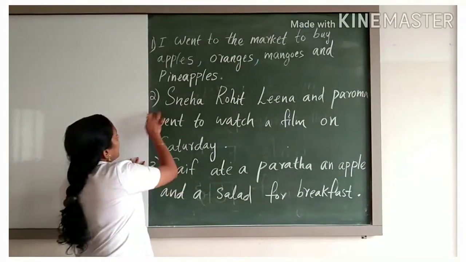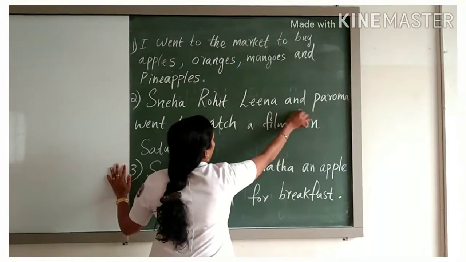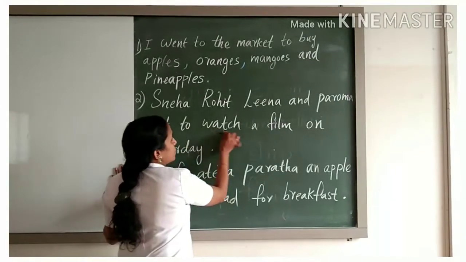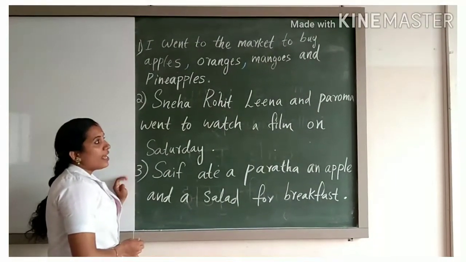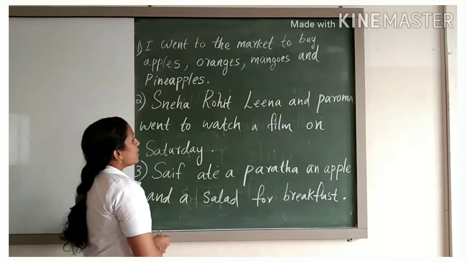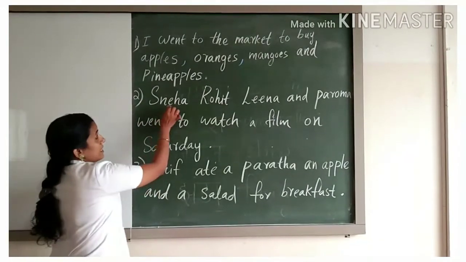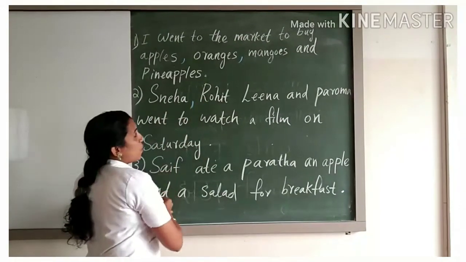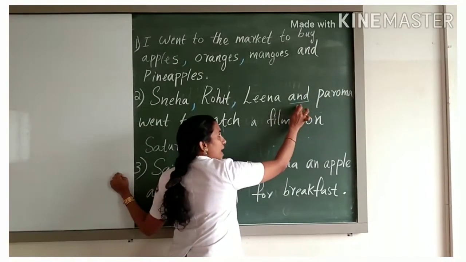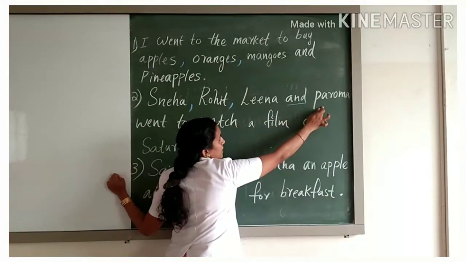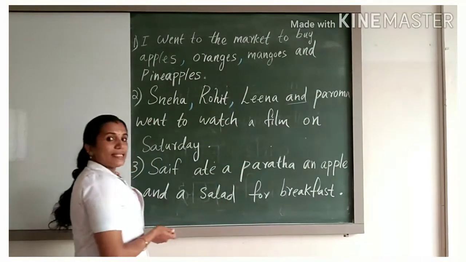Okay? Then the second sentence: Sneha, Rohit, Leena and Paloma went to watch a film on Saturday. So here, Sneha, comma, Rohit, comma, Leena and Paloma. Here we use and before the last name, Paloma, went to watch a film on Saturday.